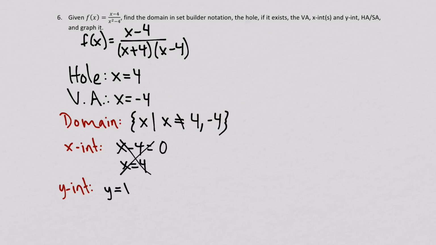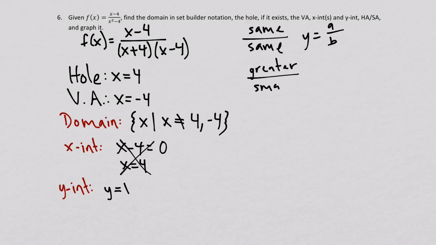If the degrees are the same, let's start with that. Same degree over same degree, then there is a horizontal asymptote at y equals a over b. That's the one you do that for. If the degree on the numerator is greater than the denominator, then there is no horizontal asymptote. Okay, HA does not exist. But there is a slant asymptote as long as the degree on the numerator is 1 greater than the degree in the denominator. That's not the case here.